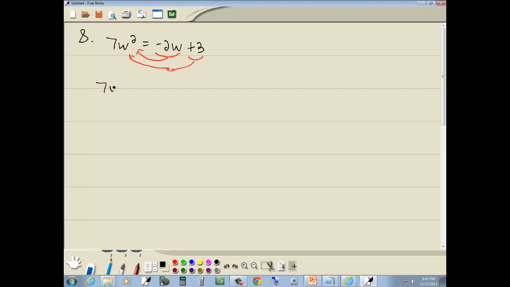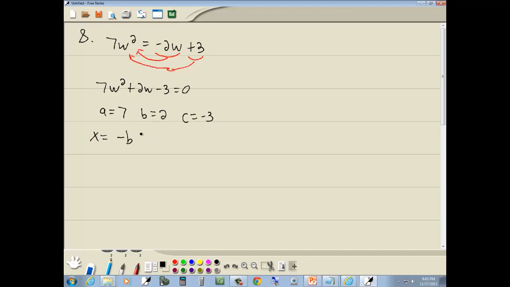Take anything across your equals, your sign changes, so the negative 2w becomes a positive 2w. The positive 3 becomes a negative 3. Now we got 0 on this side, so we can use quadratic formula. A is going to be whatever number is in front of our w squared, which is 7. B is whatever number is in front of our w, which is 2. And C is our number at the end, which is negative 3.